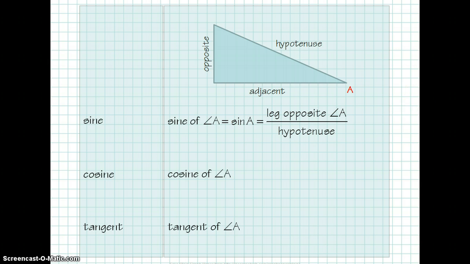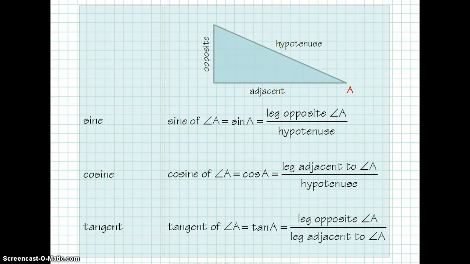The next thing we have is cosine. Cosine is defined as the leg adjacent to angle A, so this leg right here, divided by the hypotenuse, and that's abbreviated COS, but we still say cosine. Tangent is the leg opposite angle A divided by the leg adjacent to angle A, and it's abbreviated TAN. Again, we still pronounce it as tangent, just like we abbreviate Texas as TX, but we still say Texas. Generally you don't read the abbreviation, you read the word that it's abbreviating.